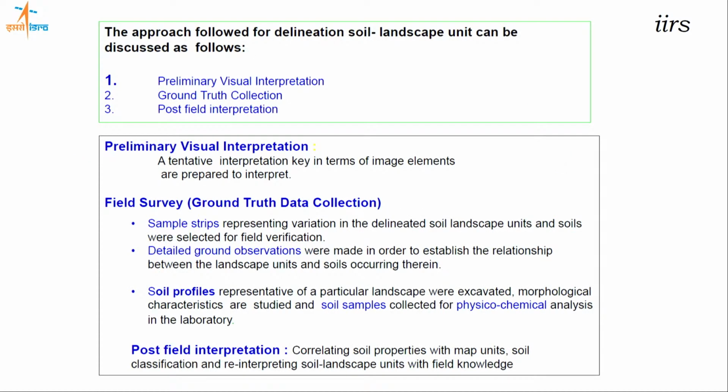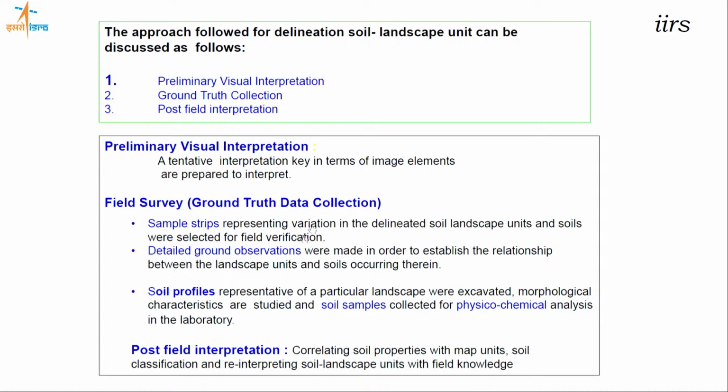So what do we do? We follow three steps. First, we do preliminary visual interpretation, which you can do in your office or in your lab. Then take that map and go to the field to collect the soil samples. We call it ground truth collection. And third is your post-field interpretation. You come back to your office and interpret the remote sensing data again to change any boundary if you find it necessary.